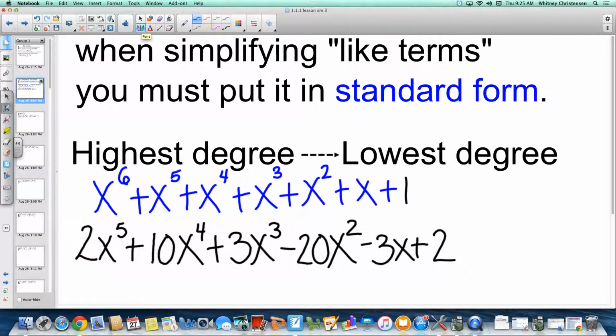All right, so looking at this one right down here, some people tend to say, well, that's not in standard form. You have this 2 in front of this 10. That's not in standard form. It has nothing to do with the number out in front. It only has to do with the exponents. So is this one in standard form? The highest degree was 5, then the next was 4, then 3, then 2, then 1 technically, and then technically x to the 0, because that would be 2 times 1. So does everybody see how this is in standard form? Yeah, okay, we're all good.